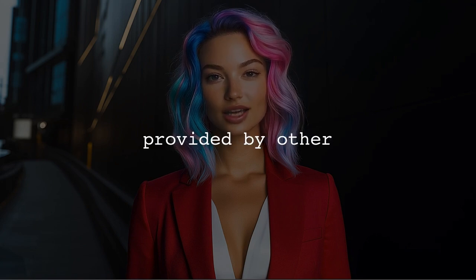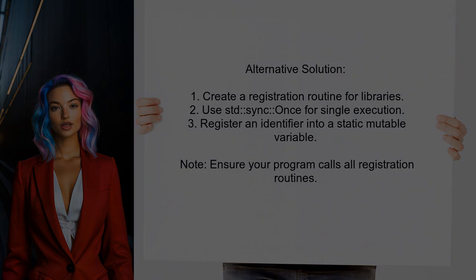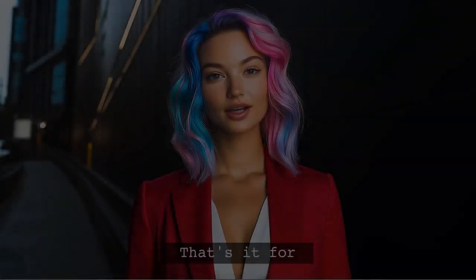Now, let's look at the answers provided by other users. An alternative approach suggested by another user involves creating a registration routine for your libraries. This routine would be protected by std sync once to ensure it runs only once. It would register an identifier into a common static mutable variable, but keep in mind that your program must call all these routines. The user also raises a concern about the consistency of typed values across recompiles with different dependencies, indicating uncertainty in its reliability. That's it for that answer.